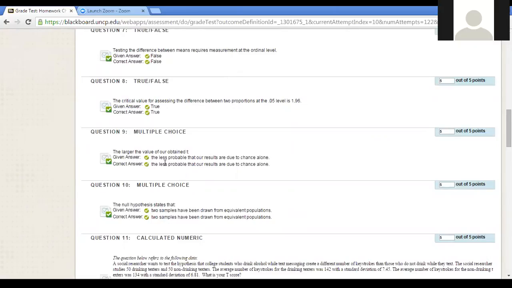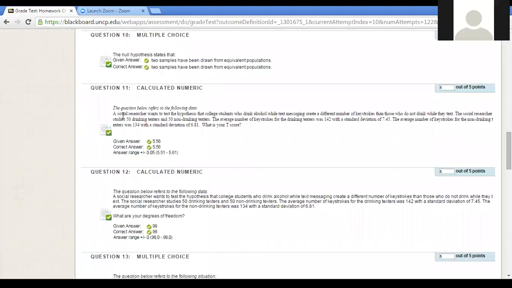That's a true statement. All right, the social researcher wants to test the hypothesis that college students who drink alcohol while texting average a different number of keystrokes than non-drinkers, 134. What is your t-score? So the good news is this gives you everything that you need. So the way to set this problem up, I'm going to use a Word document here.